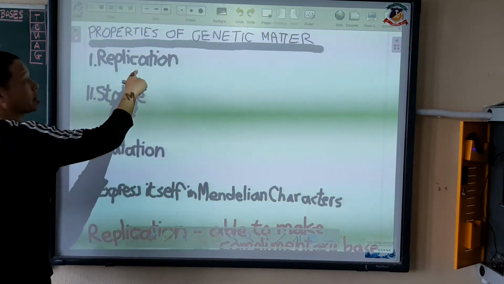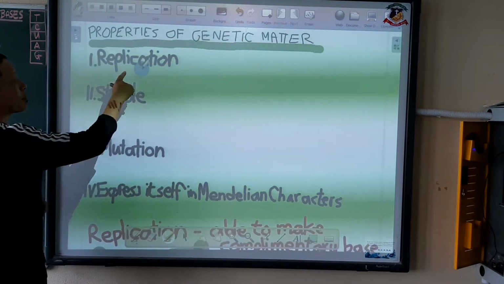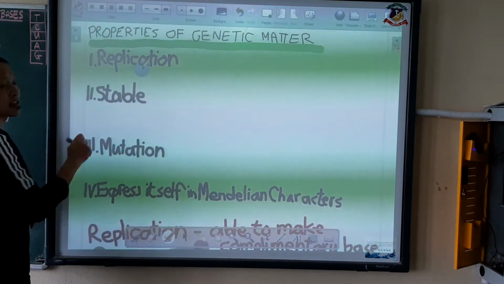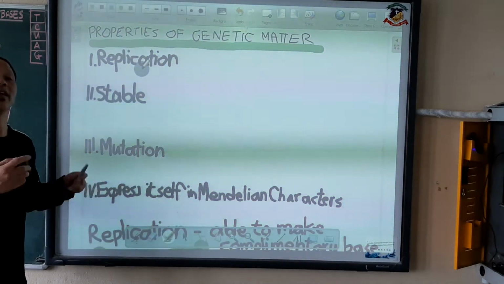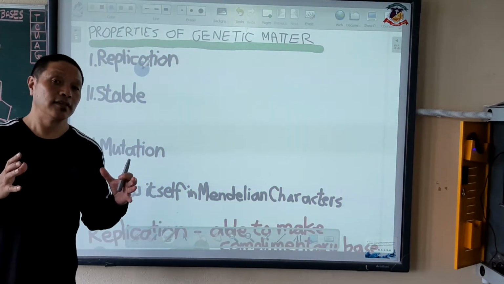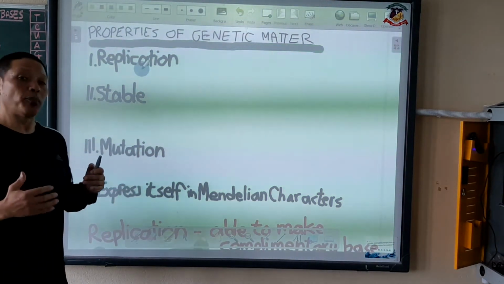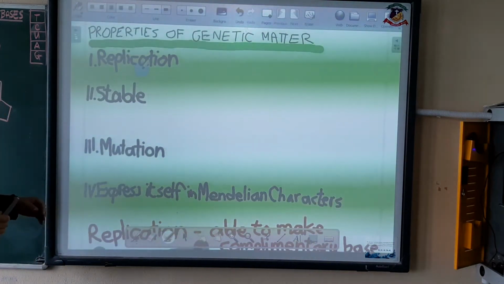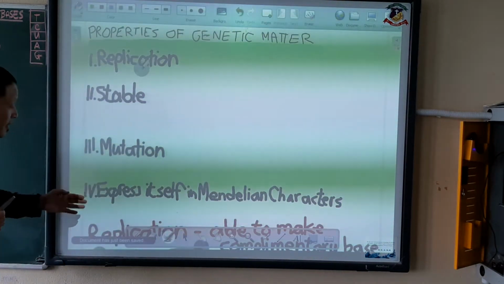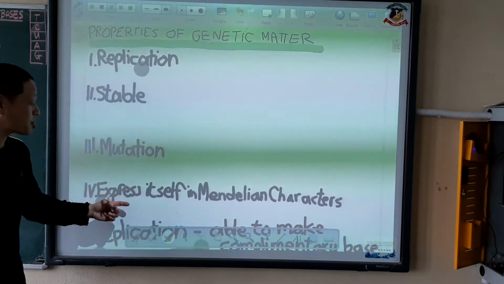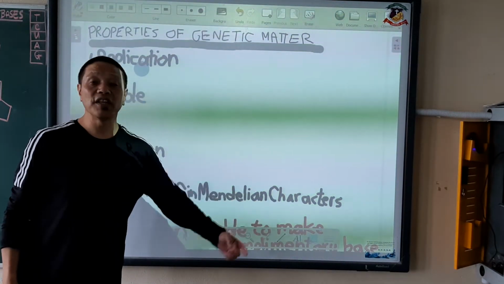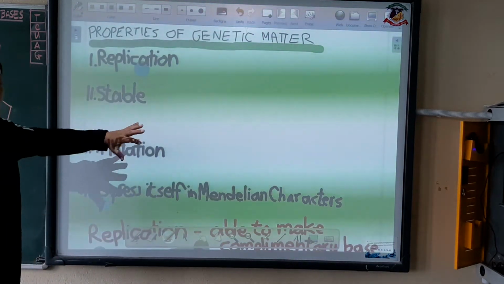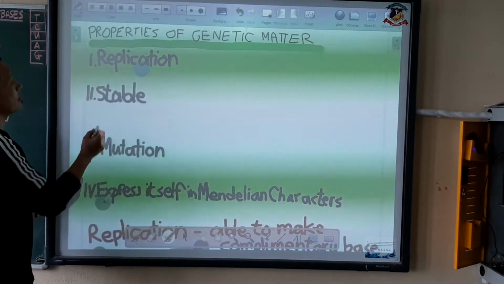First, it should be able to replicate itself, or replication. Secondly, it has to be stable. Third, mutation, it needs to mutate at certain points in time so that it fosters evolution. And then it should be able to express itself in the form of Mendelian characters. Now I'll just go through each of these.